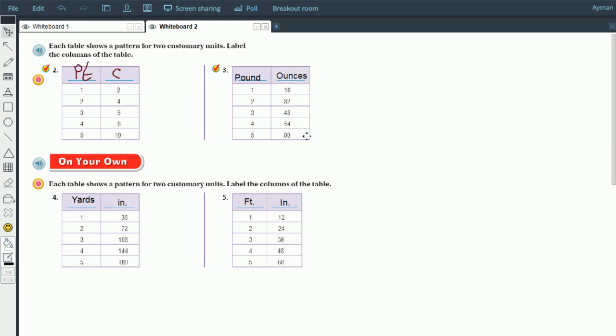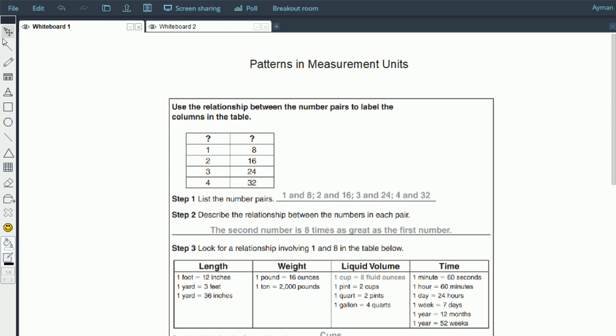This was our lesson for today. It's related to patterns in measurement units. If we have 2 columns, we need to know the relation between them.